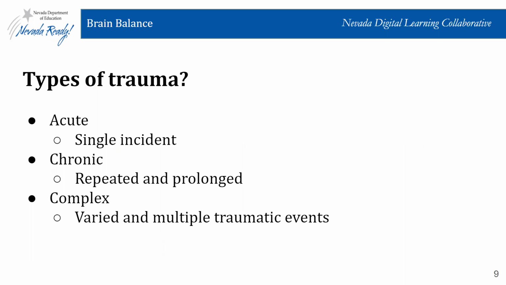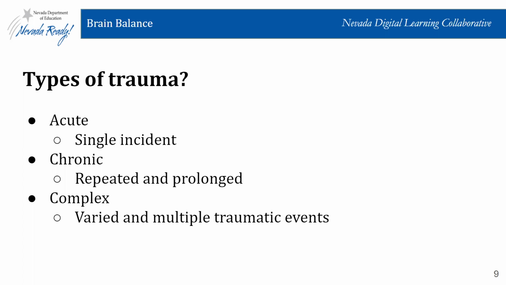There are different types of trauma. There's acute, chronic, and complex. These are categorized across the board by many psychologists. Acute is a single incident, so one traumatic event happening at one moment in time.